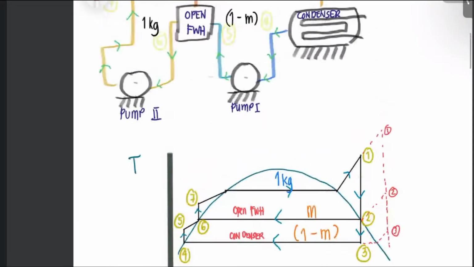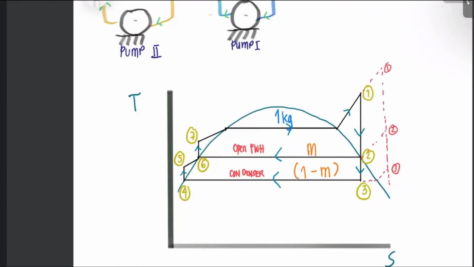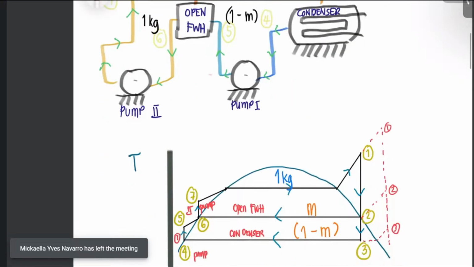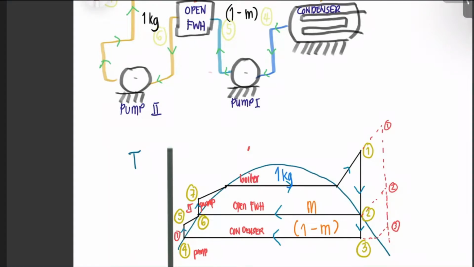And 4 to 5, we have the work of the pump, and 6 to 7. So, we have now pump 1 here, ayan, it's pump 1, pump 2. Ayan. So, dalawa yung magiging work of the pump natin. And process 7 to 1, yan yung boiler natin. Ay, wait, class. It's now your boiler.